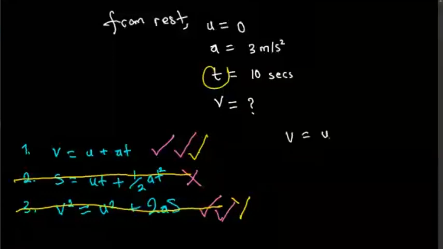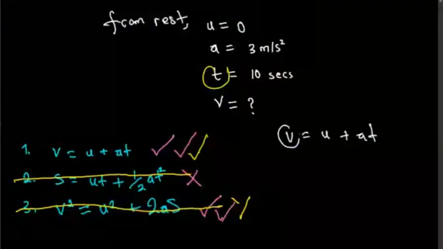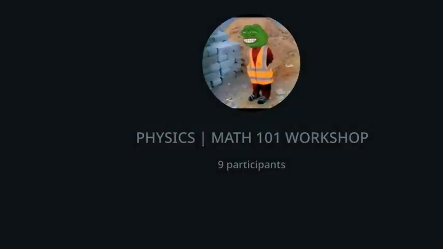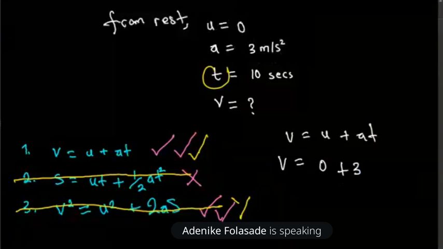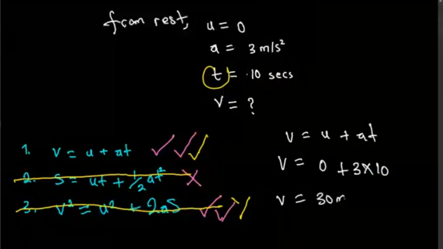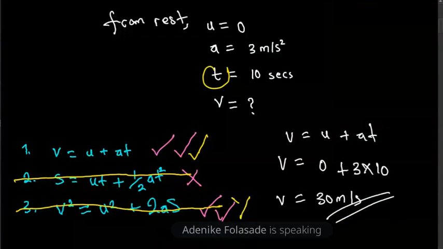So V is equal to u plus at. Let's say we should calculate the final velocity after 10 seconds. What do we do? Make V subject of formula. V is already the subject of formula, so just substitute. U is what? 0. A is 3 meters per second squared, times the time. The time is 10 seconds. So V is equal to 30 meters per second. And that's our final answer. Is that one understood?